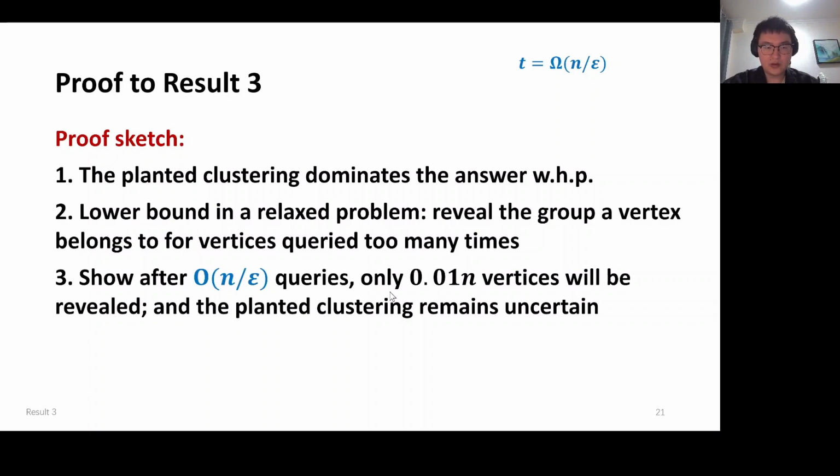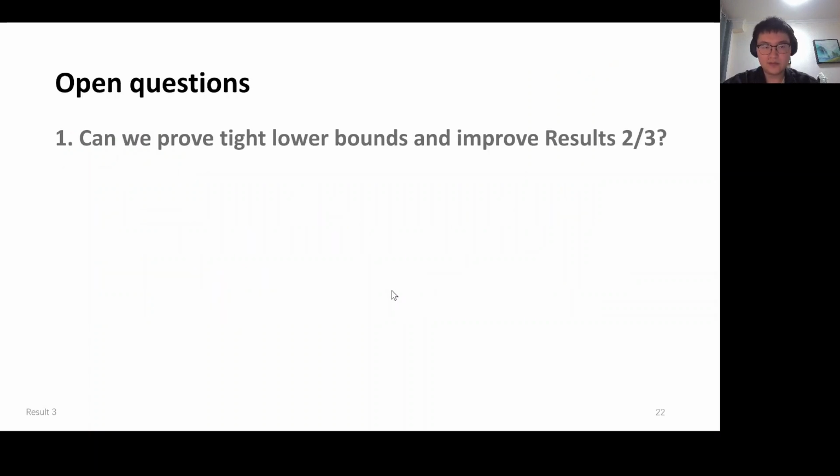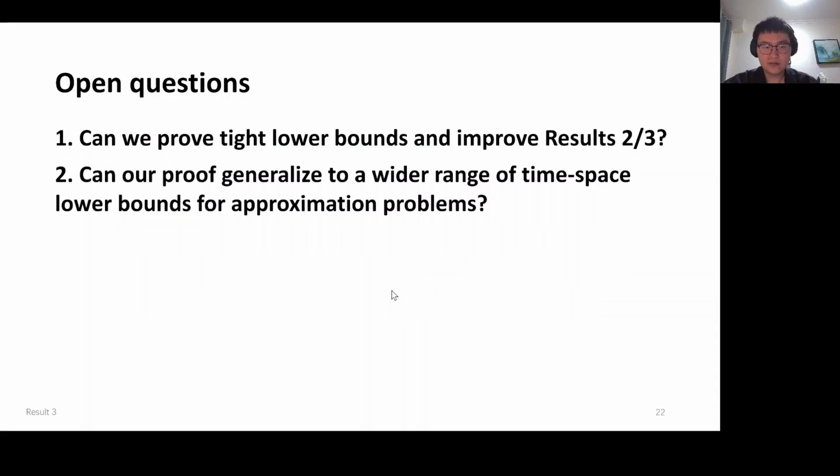So here are some open questions. First, can we prove tight lower bounds and improve results 2 and 3? And can our proof generalize to a wider range of time-space lower bounds for approximation problems, for example, those problems that are not cut related?